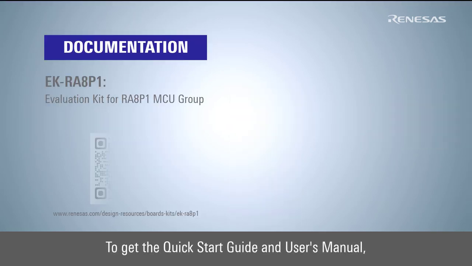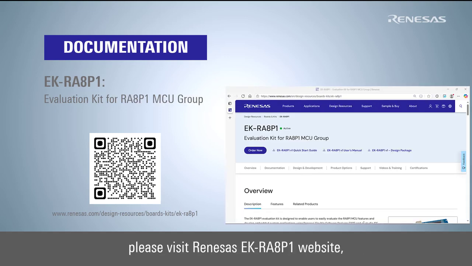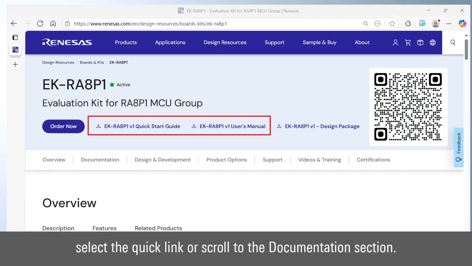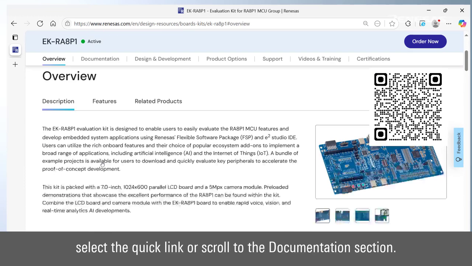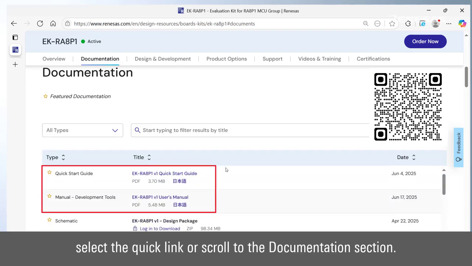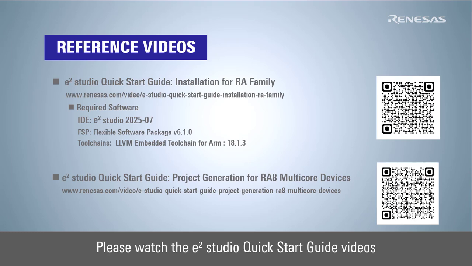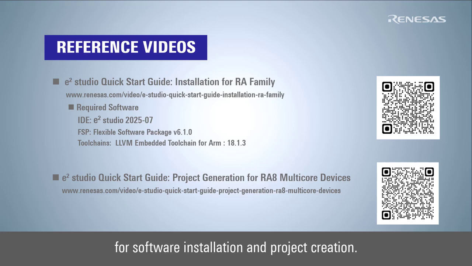To get the quick start guide and user's manual, please visit the Renesas EK RA8P1 website. Select the quick link or scroll to the documentation section. Please watch the eSquare Studio Quick Start Guide videos for software installation and project creation.